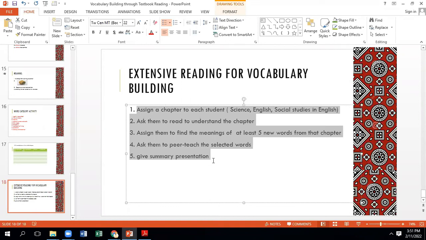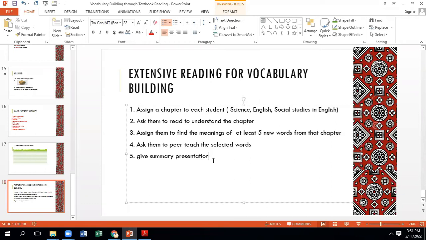Okay, so let's look at this whole activity. What do we do first? We assign a chapter to the students, then ask them to read and understand, then find 5 words from the chapter, then peer teach the selected words and give the summary presentation to the classmates. So it's completely learner-centered. Everything is coming from learners.